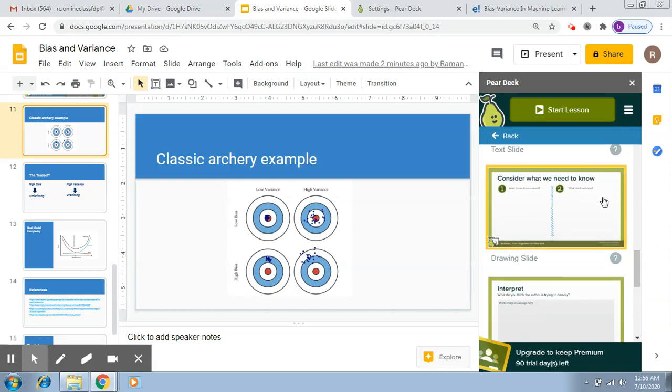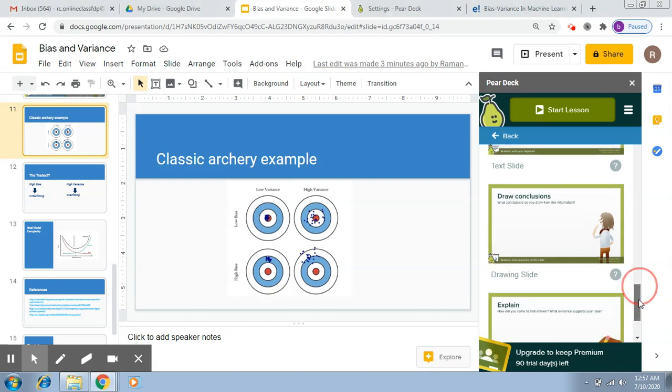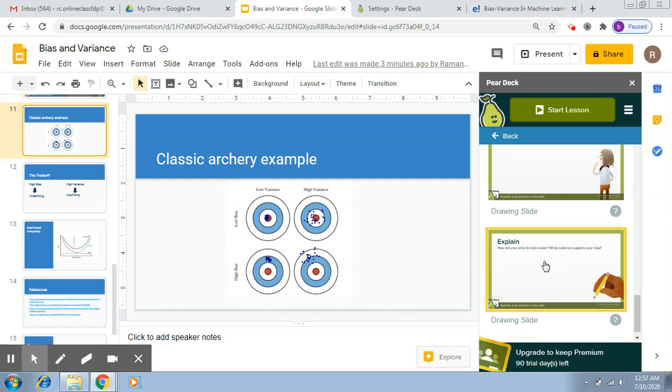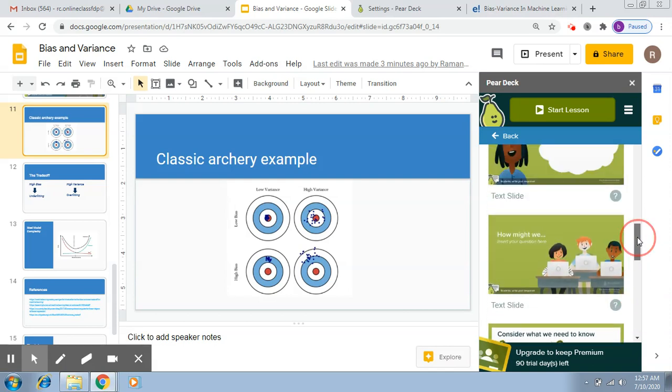Consider what we need to know. So here, what we know already and what we do not know. So you are trying to solve a mathematical problem. We know the value of x. How do we find out the value of y? Interpret. So what do you think the author is trying to convey? So what do you understand from what has been written? Draw conclusions. So here you can actually draw an image and you can get some conclusions. Explain. So how did you come to that answer? So you give a mathematical problem, or you give a computer problem, and you want the student to do a derivation for you. So all of this can be included.